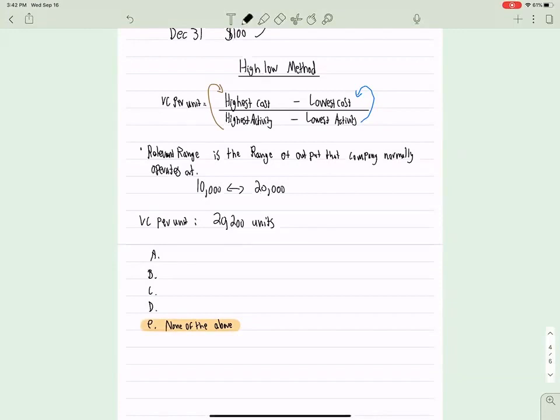Okay, I want you guys to now answer this question though. Why is it none of the above? I want you guys to ask me, well, tell me why. You guys be the TAs here. If you're asking me for the variable cost at 20,200 units, why is it none of the above? Because I'm outside of that range. Guys, if anything is out of this range, you cannot find that variable cost. There is nothing you can do.